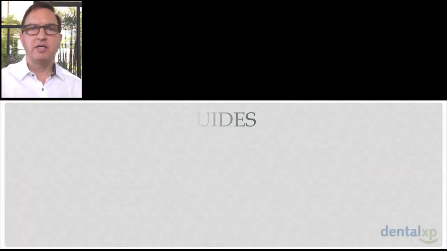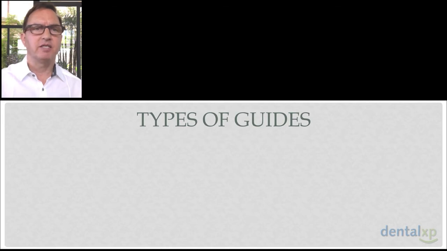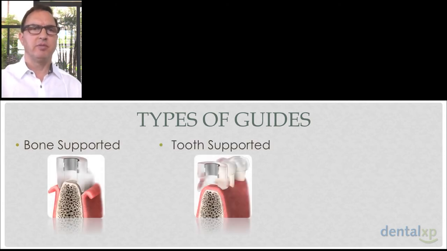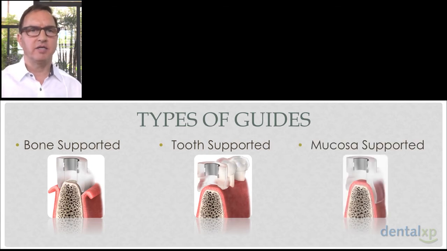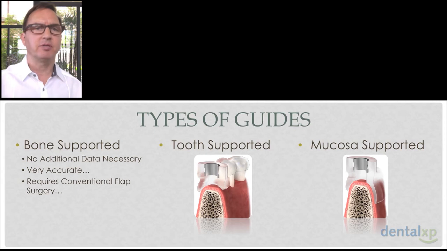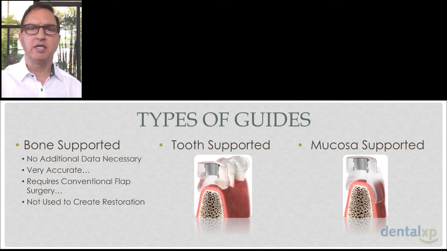So that brings us to the fundamental types of guides that exist. There are bone-supported guides, there are tooth-supported guides, and there are also mucosal-supported guides. The bone-supported guide is the original guide. It has a great deal of accuracy in terms of its fabrication. It doesn't require multiple scans. It has the downside of requiring conventional flap surgery, and it's historically not utilized to create a laboratory restoration unless one is considering immediate loading with a conventional complete denture that's converted.